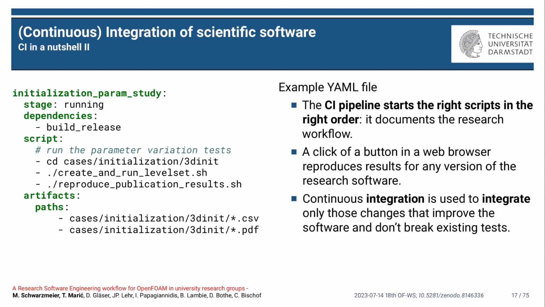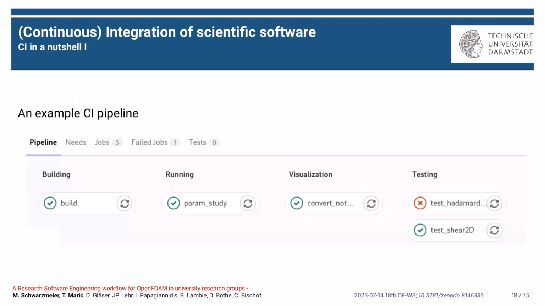It depends on the build job, and then it just has some simple script where you can cd into some folder and execute some shell scripts, for example, and then produce artifacts. What would be, for example, the CSV and PDF files, and those can be passed to the next job, and also can be downloaded by us later on. This would look like this.